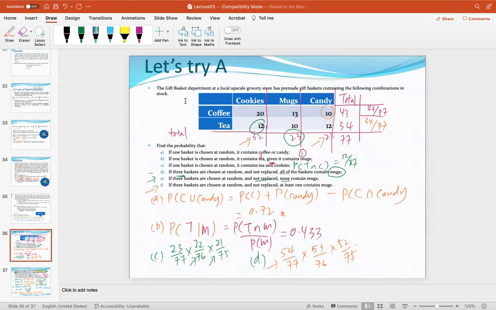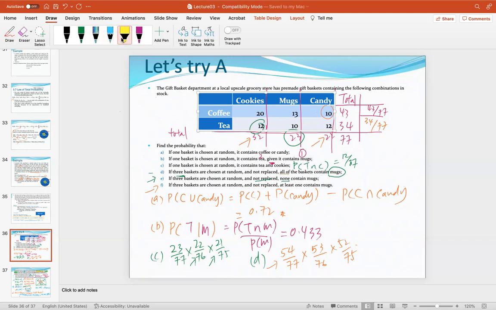Okay, so let's have a look at the try A. There is a gift basket department. You can choose either to have cookies with coffee, mug with coffee, candy with coffee, or wheels with tea. Find the probability that if one basket is chosen randomly, it contains coffee or candy.